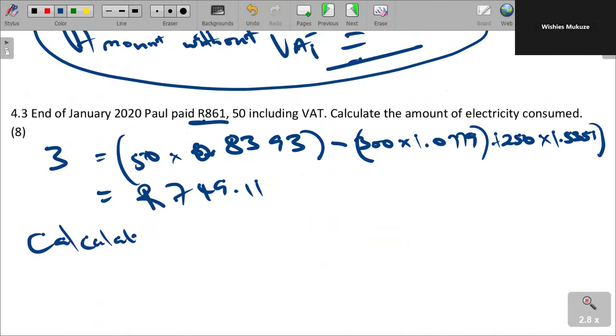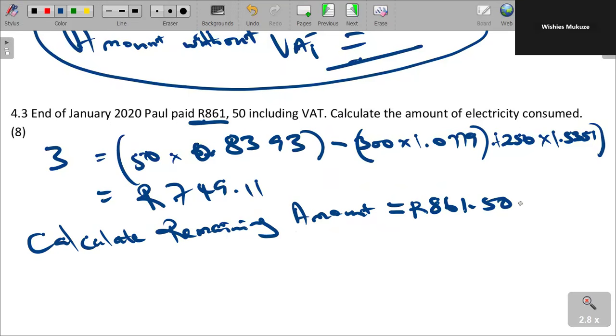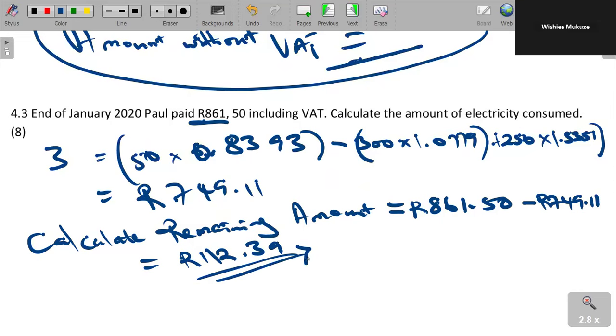Then calculating the remaining amount: in order for us to calculate the remaining amount, it is 861.50 minus what we have got there, minus 749.11, which is going to give us 112 rand 39 cents.